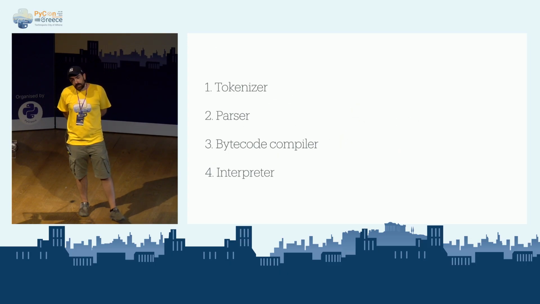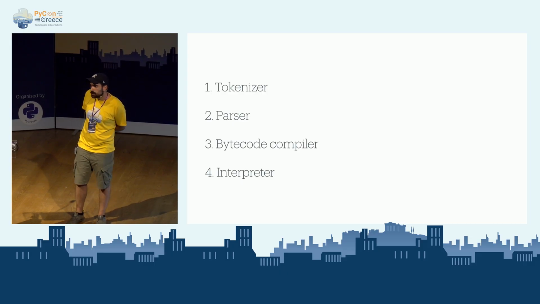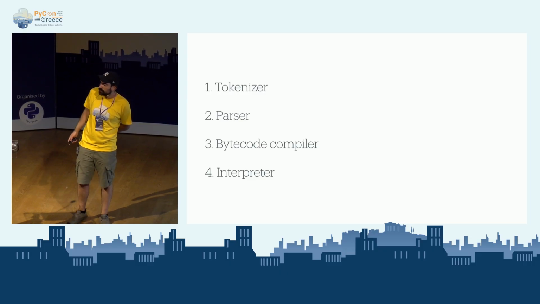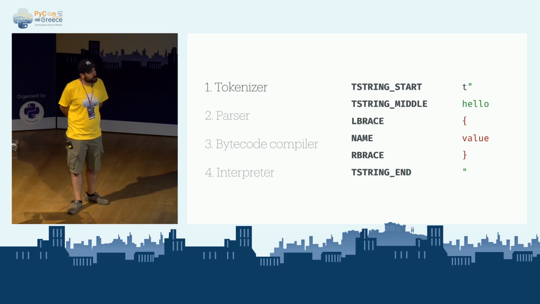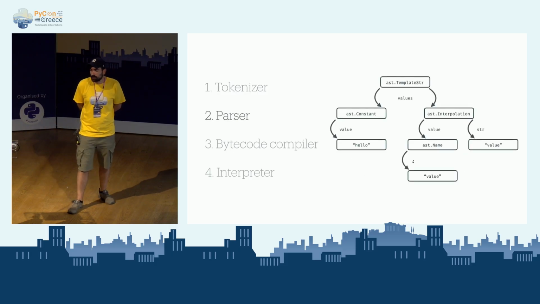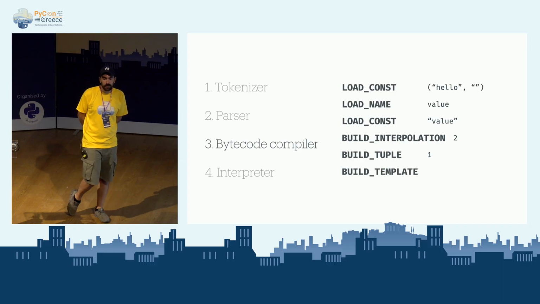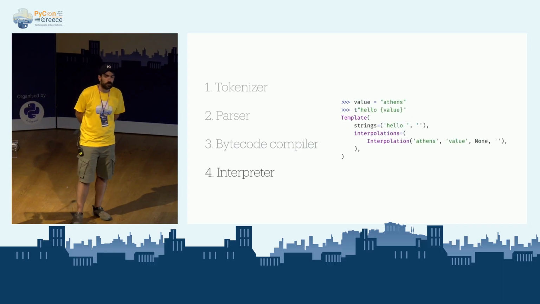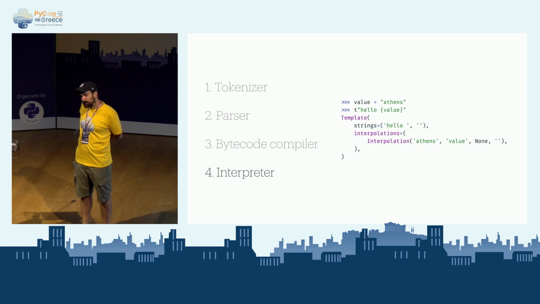So yeah, to recap, the Python implementation comprises 4 steps. We go from the source code through the tokenizer to tokens, then to a tree-like structure from the parser, then to bytecode from the bytecode compiler, and then that gets evaluated to give us the final result. That was a journey through the Python virtual machine.